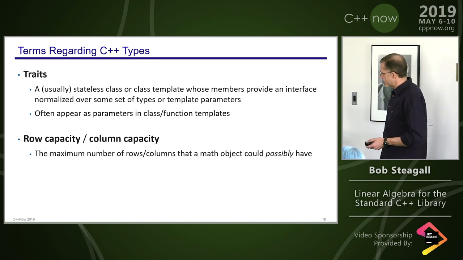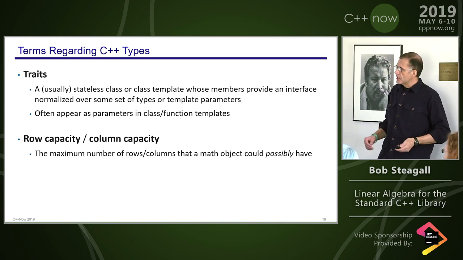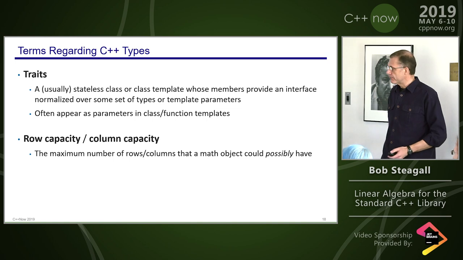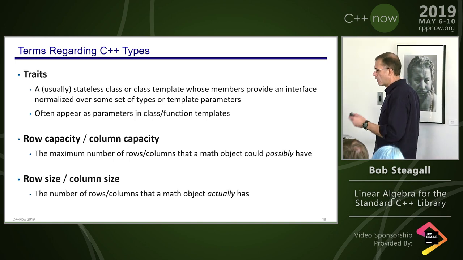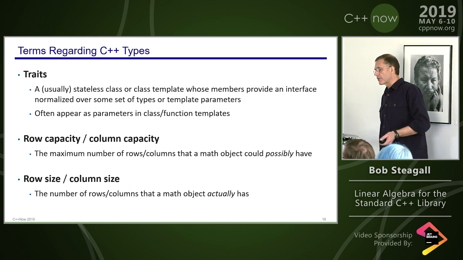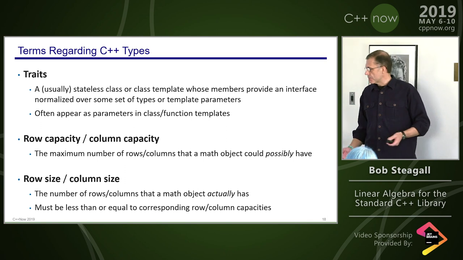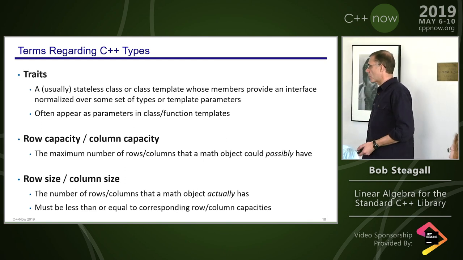Row and column capacity. We use these terms to mean the maximum number of rows and columns that a math object could possibly have. And we use the terms row size and column size to mean the number of rows and columns, respectively, that a math object actually has. And of course, the row size and column size have to be less than or equal to the corresponding row and column capacities.